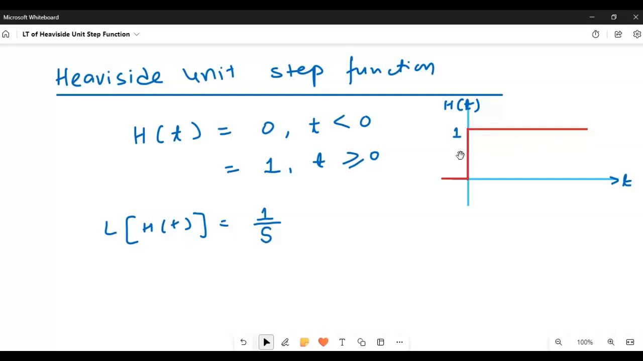And Laplace transform, as you can see here, Laplace transform of h of t, the Heaviside unit step function, is 1 upon s.